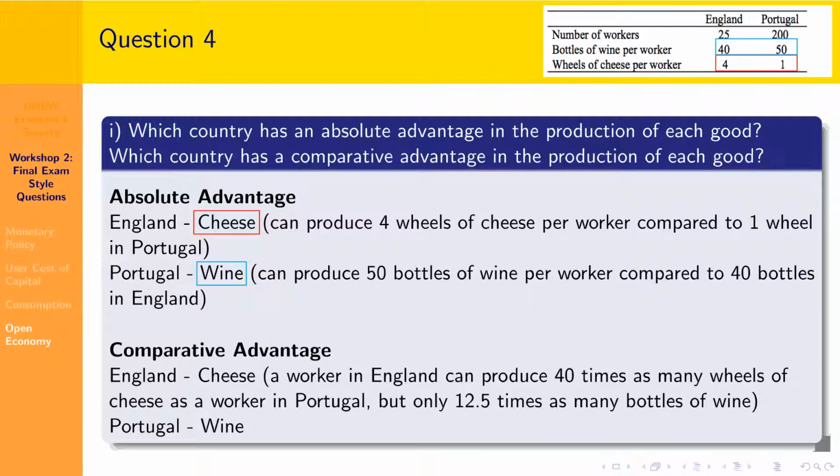Now let's move on to comparative advantage. Notice that the productivity advantage for England is much larger in producing cheese than in producing wine. A worker in England can produce 4 times as many wheels of cheese as a worker in Portugal, but only 0.8 times as many bottles of wine. In this case, we can say that England has a comparative advantage in producing cheese, since it is more productive in the production of cheese compared to Portugal. Similarly, Portugal is more productive in the production of wine, so it has a comparative advantage in wine.